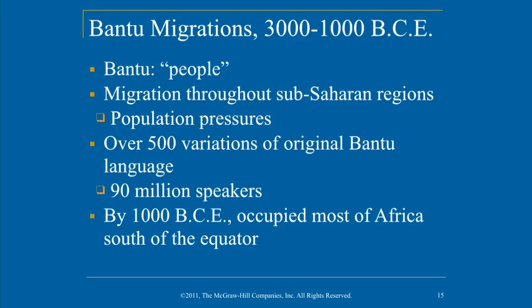Then we're going to shift a little bit to the Bantu migrations. This is 3000 to 1000 BCE. The Bantu people migrated throughout sub-Saharan regions, so south of the Sahara, in the southwestern parts of Africa. And they're going to travel basically because of population pressure. They have too many people and they need to move and grow and spread out. There are over 500 variations of the original Bantu language spoken throughout Africa by over 90 million speakers. By 1000 BCE, they occupy most of Africa south of the equator.